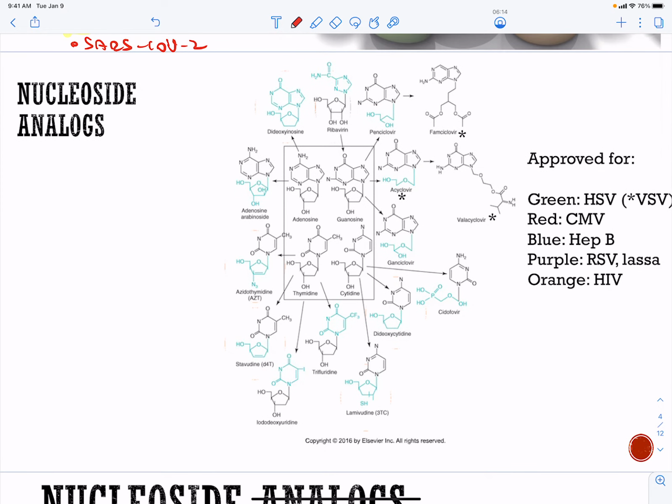So a nucleoside analog is, remember what a nucleotide is. We have our 5-carbon sugar.